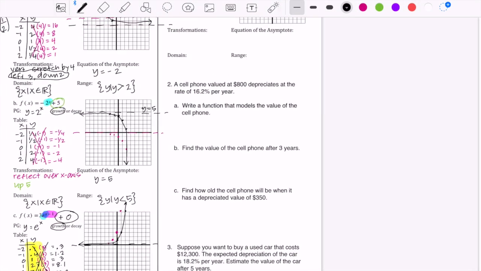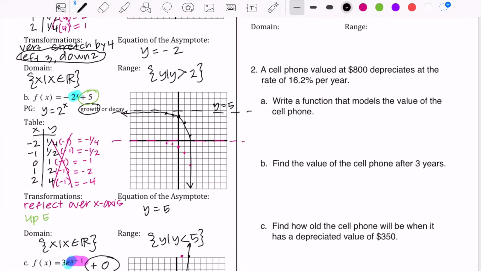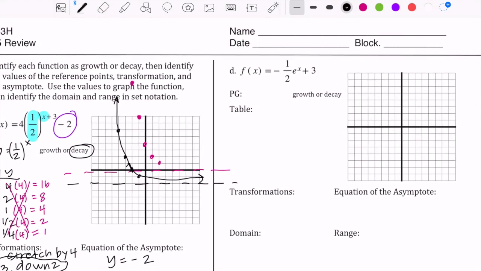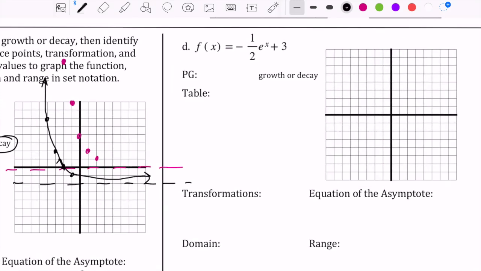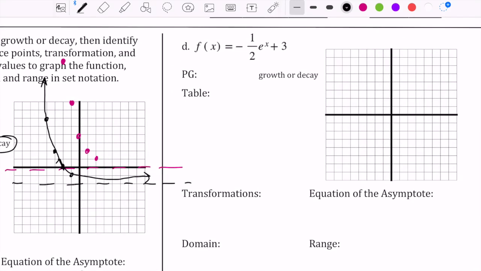Alrighty, so now we're moving on to D, which is more graphing. Again, it's with e. So let's figure out, again, the parent graph is going to be e to the x. e to the x is always growth because e to the first power is 2.71. In case you don't remember that, it's like pi. So because 2.71 is bigger than 1, it's going to be growth.